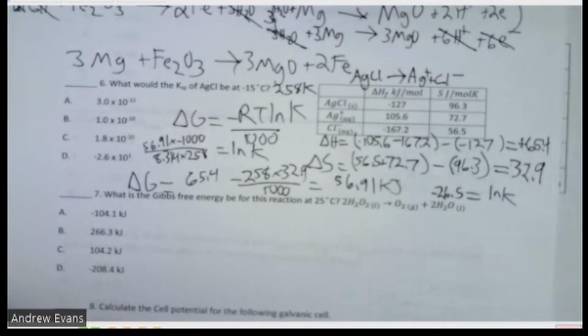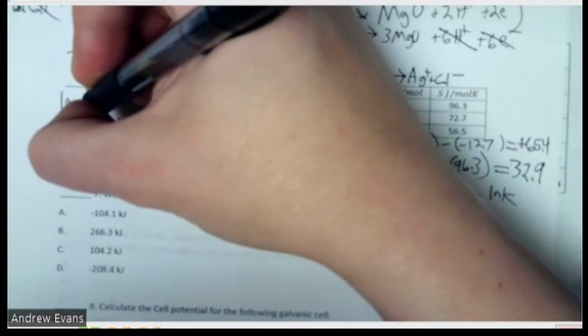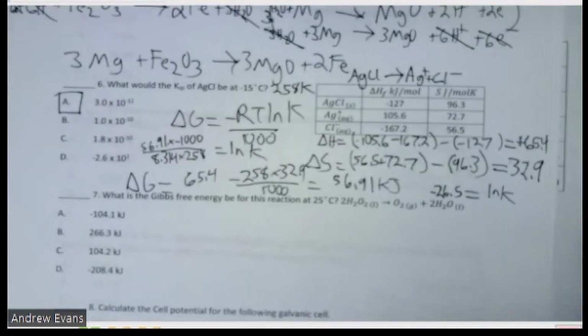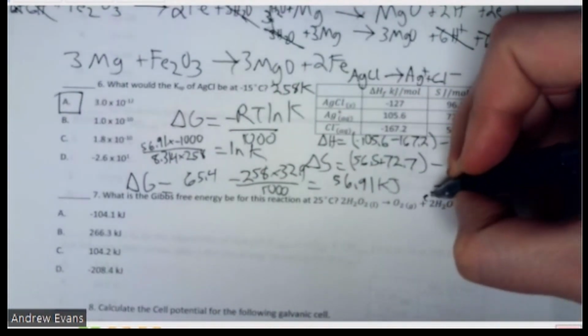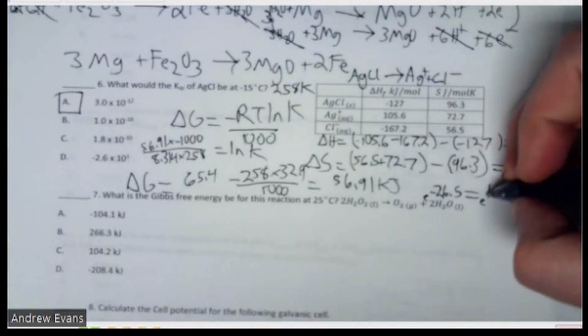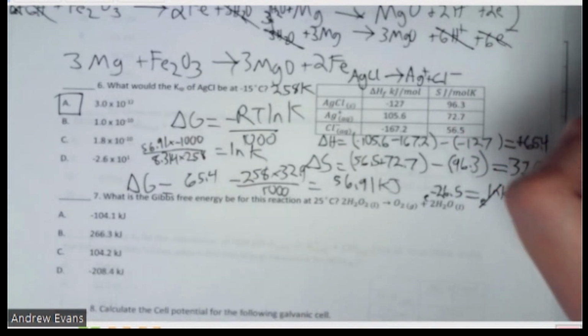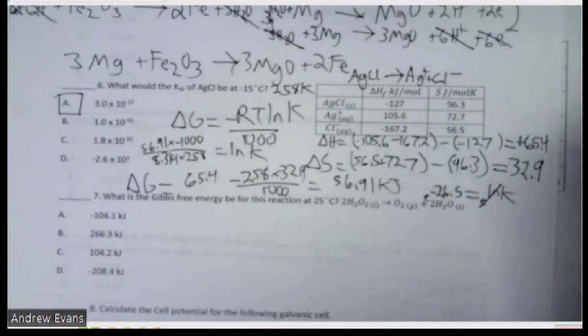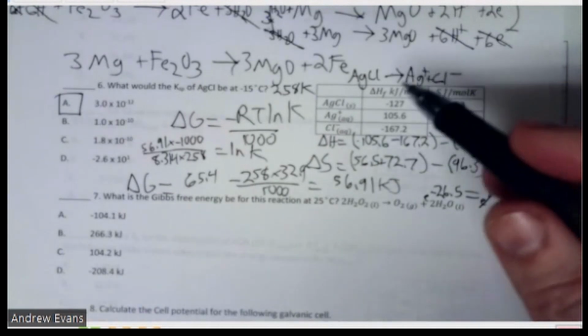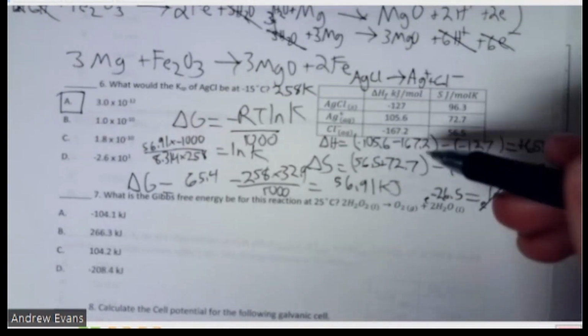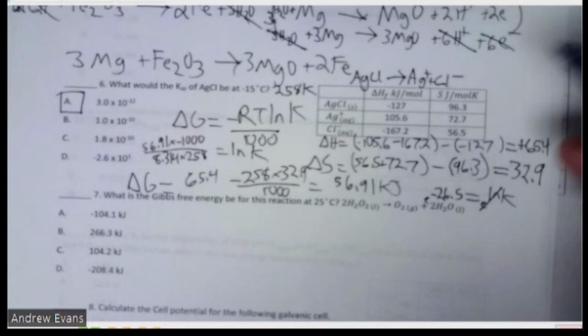You take the inverse log and you get A. Take the inverse log, you get A. That one is a brutal one because I add 2 steps into this. You have to find delta G, then you have to find K.